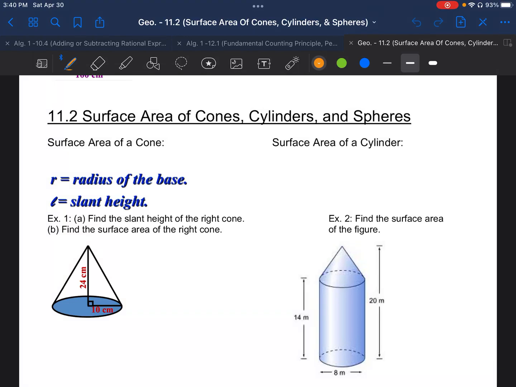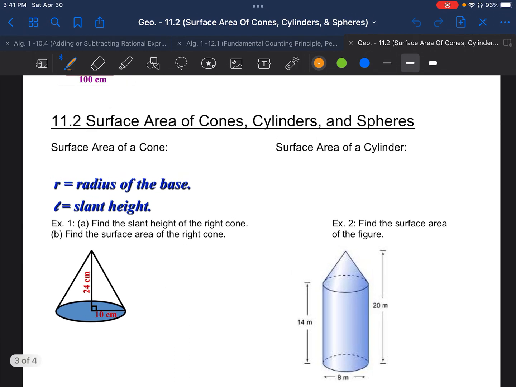Well, welcome everyone. This is Geometry Chapter 11, Section 2, Surface Area of Cones, Cylinders, and Spheres. Last section, we talked about the surface area of right prisms as well as pyramids. They were adding 3 more shapes in. These shapes are not going to be polyhedron because they're all curved. So let's just start off with a formula.